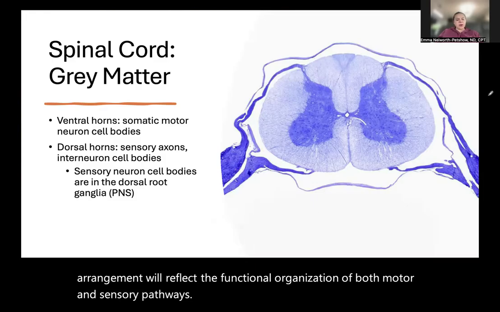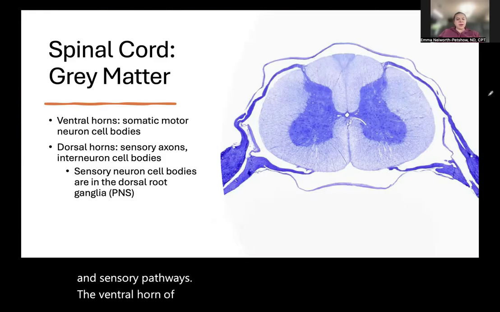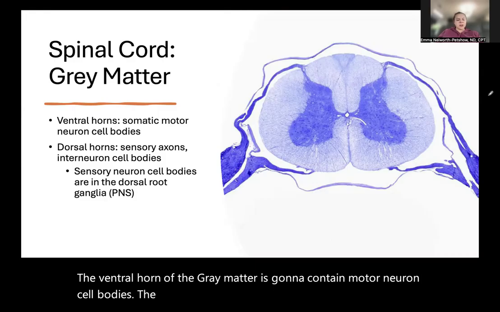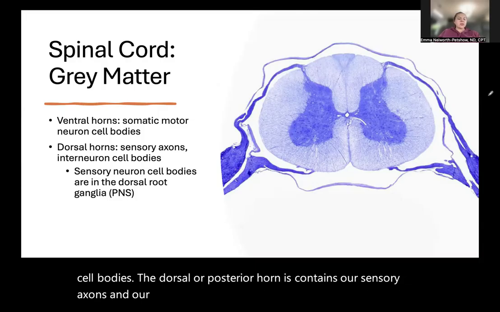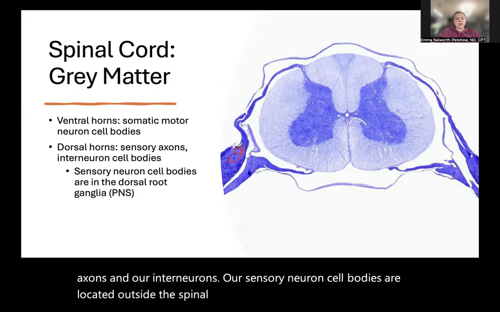The ventral horn of the gray matter contains motor neuron cell bodies. The dorsal or posterior horn contains our sensory axons and our interneurons. Our sensory neuron cell bodies are located outside the spinal cord in the dorsal root ganglia.